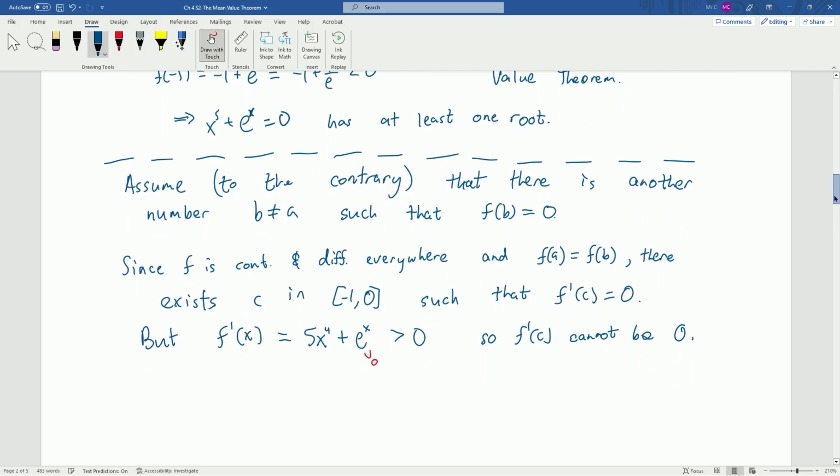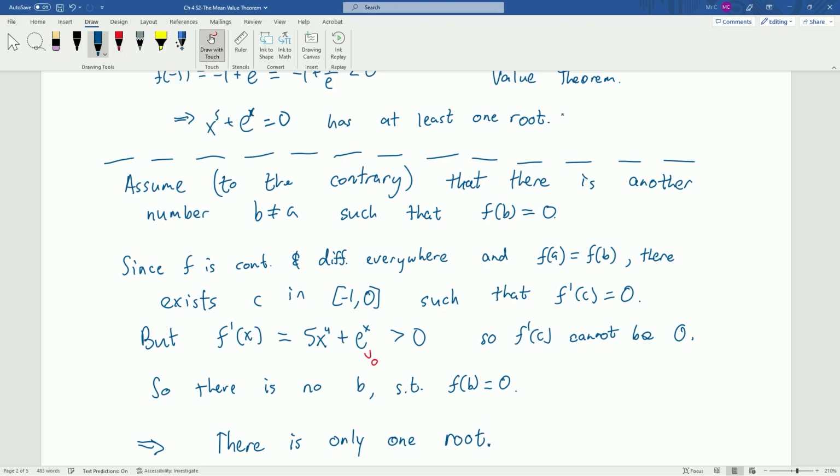Okay, well, what does that mean? Well, everything we've done here has been logically consistent and true, except for this assumption that f of b could be equal to 0. So there is no b such that f of b equals 0. So that implies there is only one root. All right, we showed above that there was at least one root. We showed here that if there was a second root, it would create a contradiction. And so there must be only the one root.